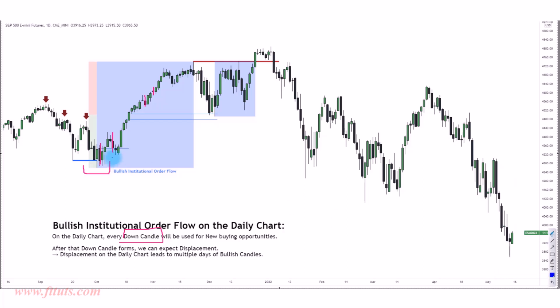Displacement on the daily chart leads to multiple days of bullish candles. So we can see 1, 2, 3 bullish candles here, displacement, bullish candles here, displacement here, displacement here. So whenever we have down candles, what follows is displacement. And we can expect this to happen when the long-term low is in. And this is all just institutional order flow on the daily chart. If we look to the left, resistance levels are all going to break, since bullish institutional order flow is the key here.